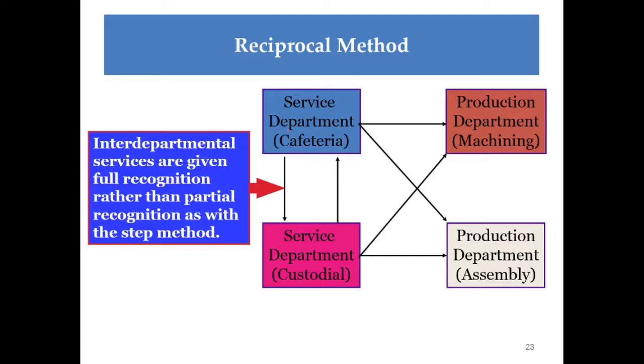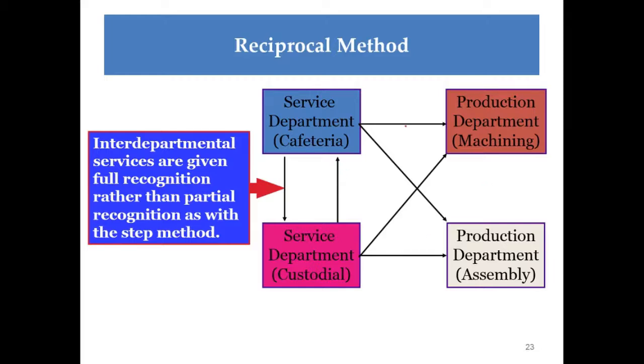We mean that we have here in our example cafeteria and custodial departments. These two departments are service departments whose costs support production departments. Service department cafeteria has a cost, and service department custodial has a cost. These two costs will be allocated to production departments, machining and assembly, like this.